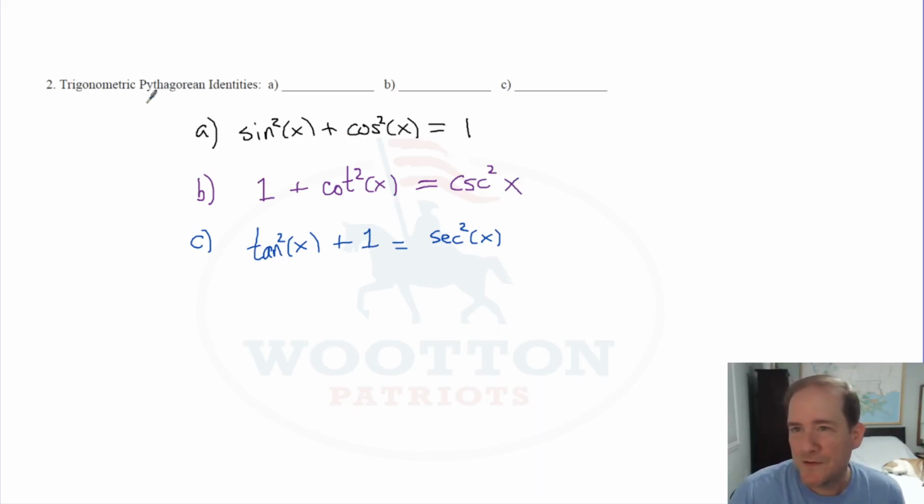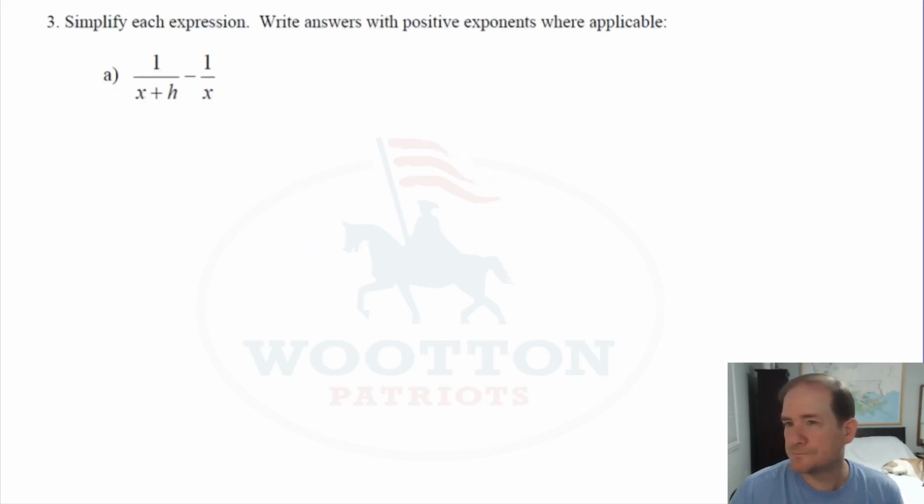Alright, anyway, those are the 3 Pythagorean identities, and honestly, I don't think we're doing anything with them anytime soon, so I'm not going to talk any more about them until I need to. So we move on to number 3. Number 3 had multiple parts. You're supposed to be simplifying each expression, and this might be one where you want to pay attention because I don't think we did any of these in class.